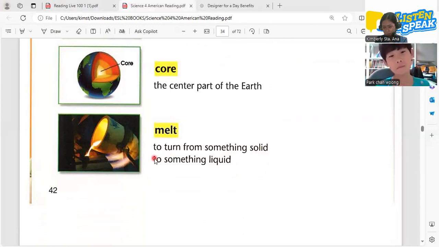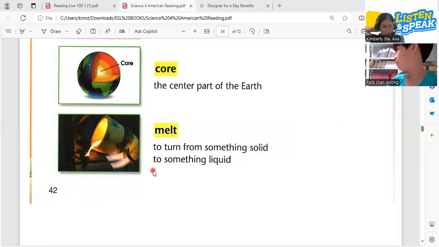Now let's have the next word. Melt. What is melt? To turn from something solid to something liquid. Okay, can you tell me something that you can melt? Chocolate, ice cream, what else? Ice cubes. Yes, you can melt it.